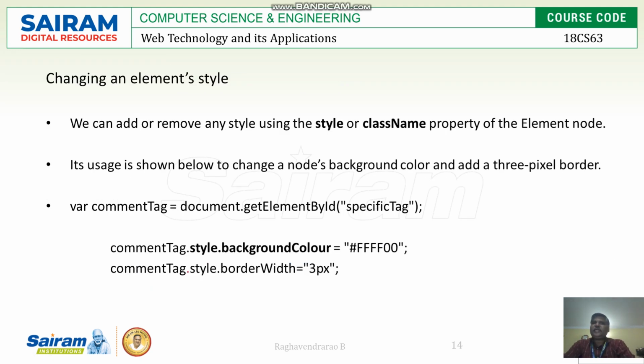Then changing an element's style itself. How are we going to change the style? Or by class name also you can change it. Here is the example: var commentTag = document.getElementById with the specific tag that you have to take, for example a div. Then commentTag.style.backgroundColor, where you can mention the color. If you don't know exactly what the color is, you can mention RGB colors. And commentTag.style.borderWidth, you can specify this also for the border width for tables and all these things.